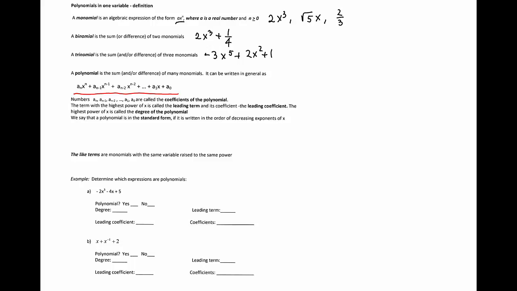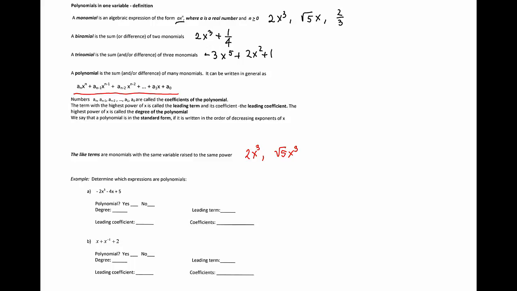With polynomials come what we call like terms, and like terms are monomials with the same variable raised to the same power. So, for example, 2x cubed and square root of 5 x cubed. The variable has to be the same, and the exponent of the variable has to be the same.